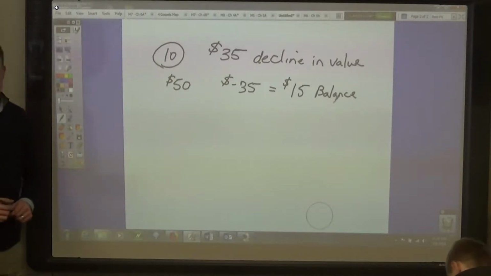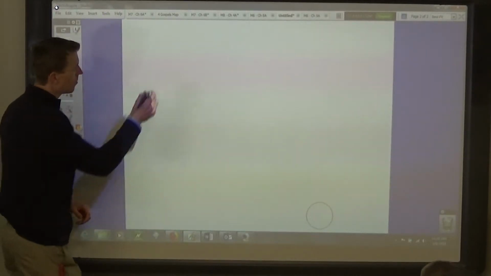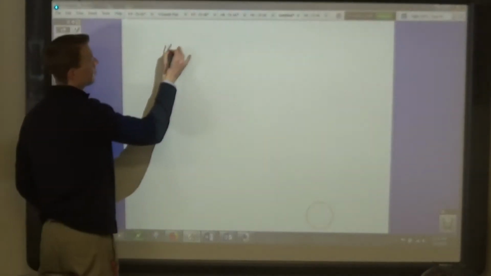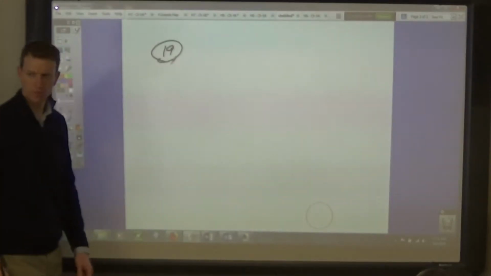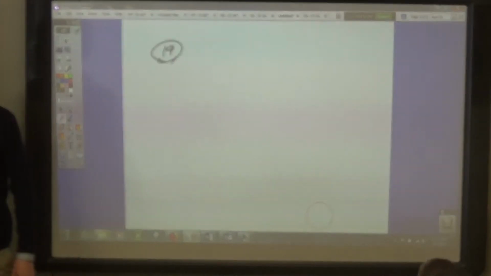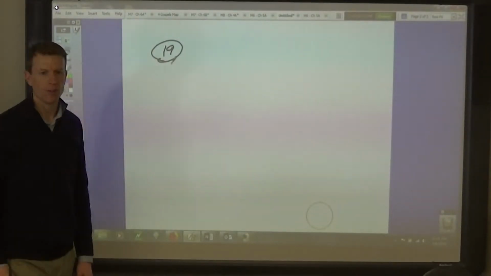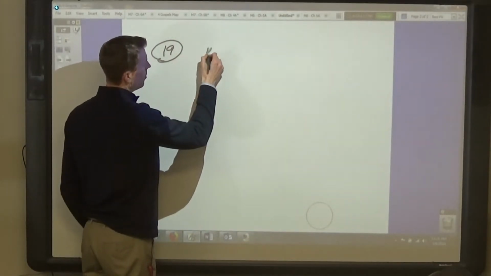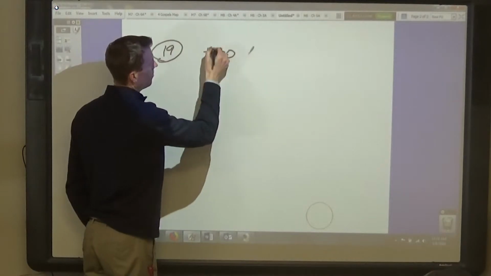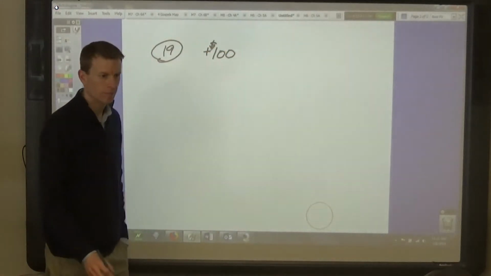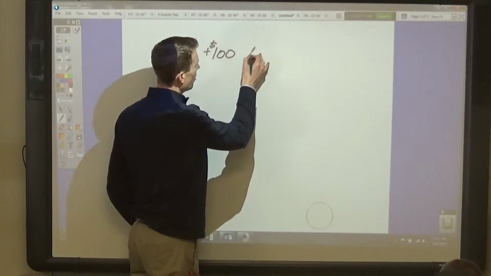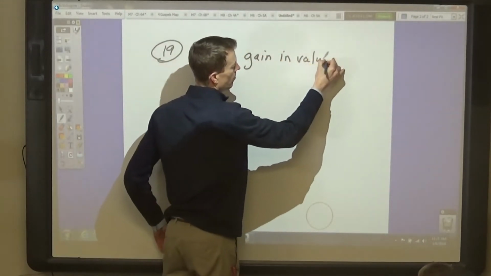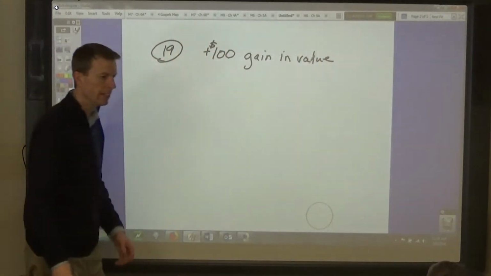What about a profit? What does profit mean? Go to number 19. What is a profit of $100? How would you write that, Nate? It will be plus $100. Yeah. Plus $100. $100 gain in value, instead of a loss, or a decline in value.